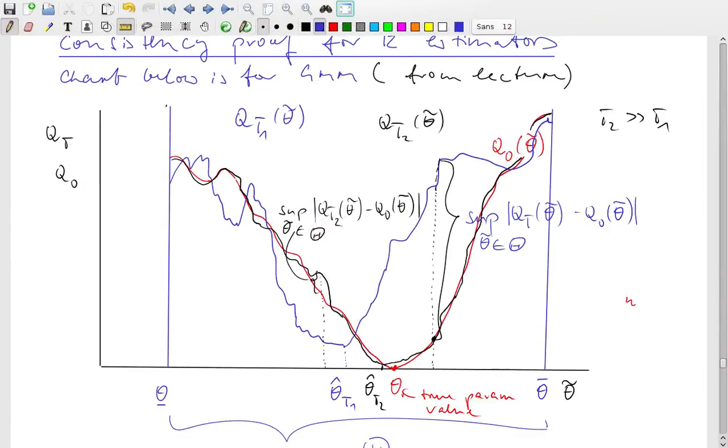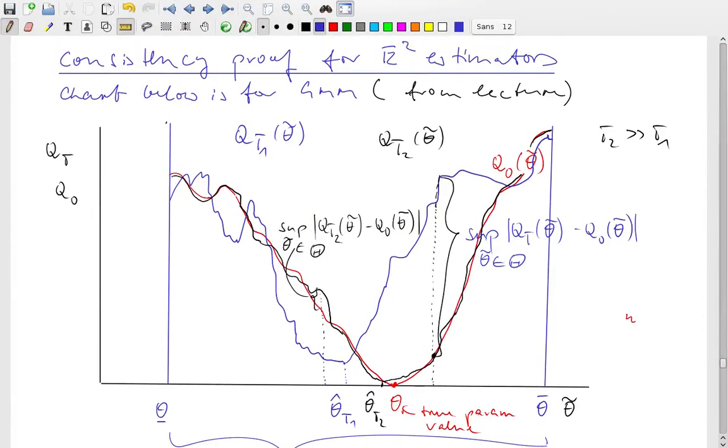Okay, so welcome to this video, which is concerned with the consistency proof of extremum estimators, which we in this context adapt to, or have a special look on, GMM. Now, this is what we depicted in the lecture, this plot. You should have it in your notes. And this chart actually depicts graphically the idea behind the consistency proof for this type of estimator.